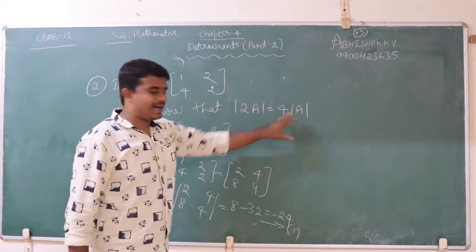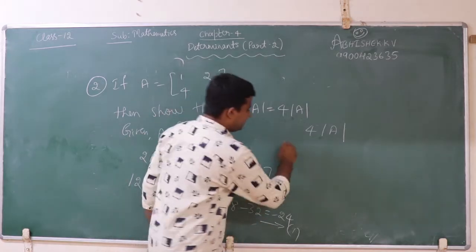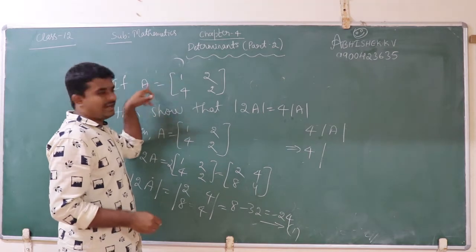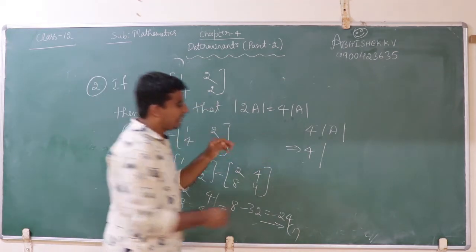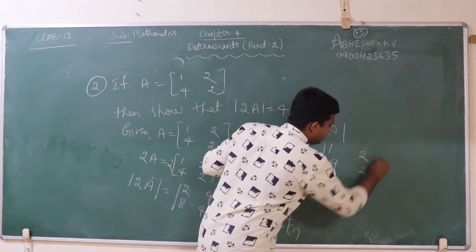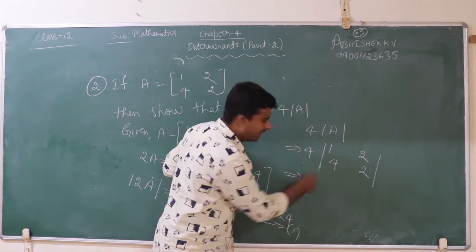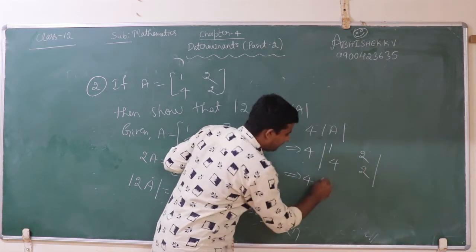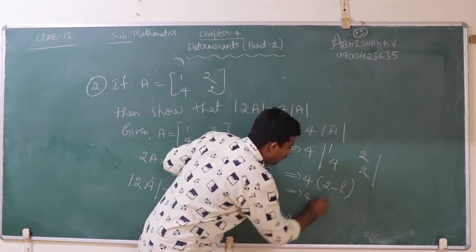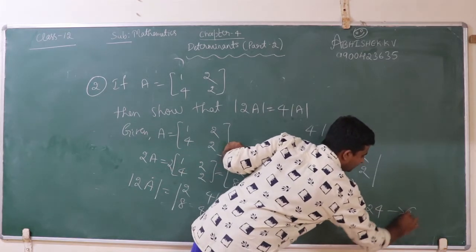Then we need to consider the RHS part, that is 4 into determinant of A. The given matrix A has 1, 2, 4, 2, so the determinant is represented like this: 1, 2, 4, 2. This implies 4 into, again for 2 by 2, the product of diagonal elements minus the product of anti-diagonal elements. This implies 4 into minus 6, which is equal to minus 24. Call this equation 2.